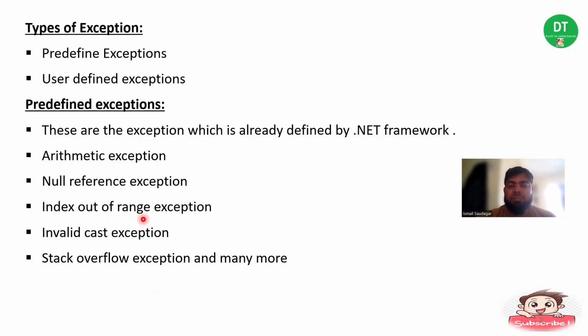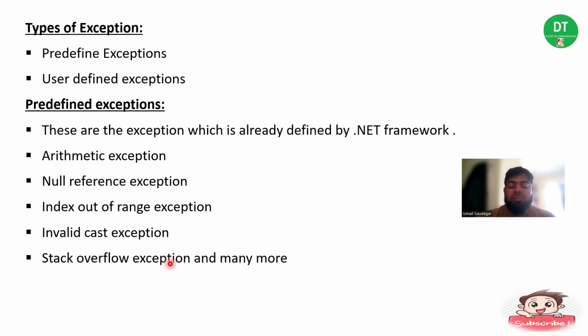Index out of range exception. This occurs when, suppose we have an array of 4 elements, and we try to access a fifth element which is actually not present, and that index value is also not present in the array, so in that case index out of range exception comes. Invalid cast exception comes when we try to convert one data type into another data type, and that is not possible, meaning it cannot be converted.